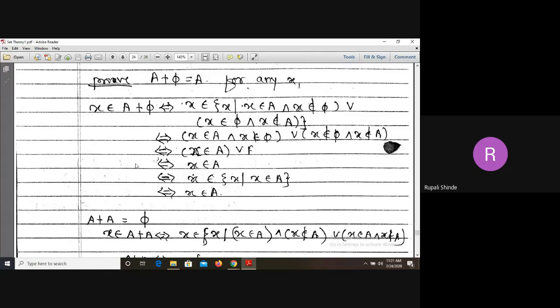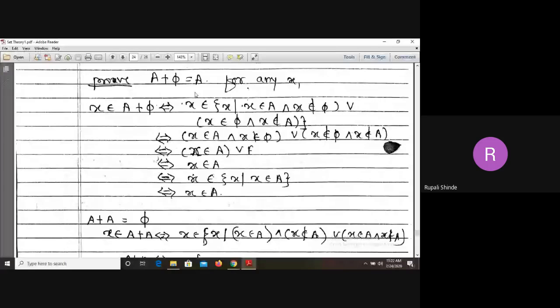Now what is in LHS? x belongs to A plus phi, and what is at RHS? x belongs to A. So if you cancel x belongs to from both the sides, you will get A plus phi is equals to A. Have you understood now? Yes, ma'am. Okay.